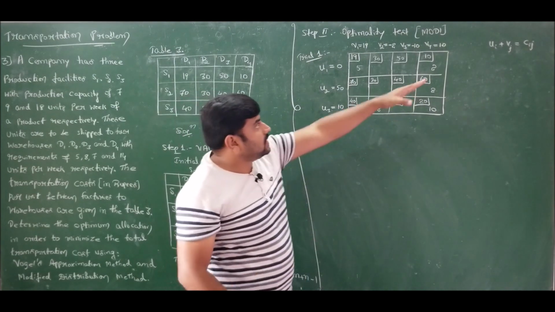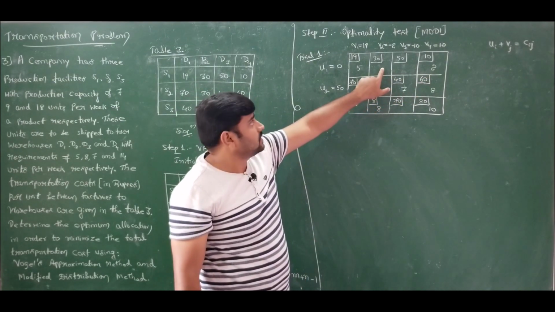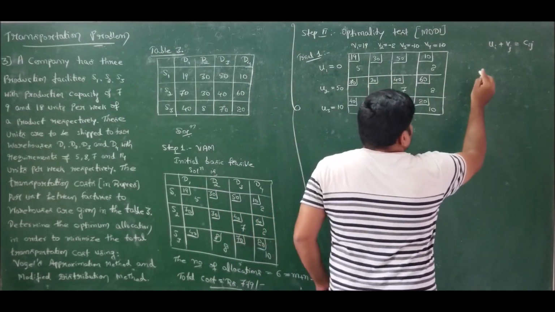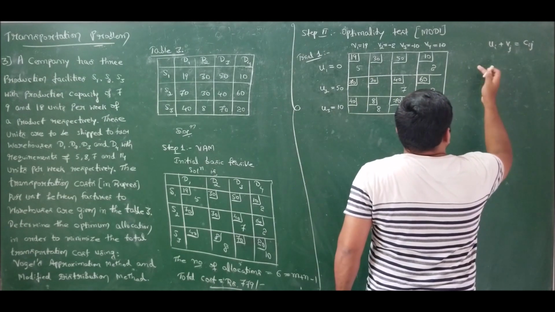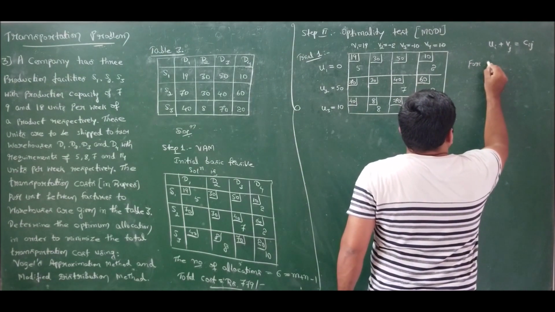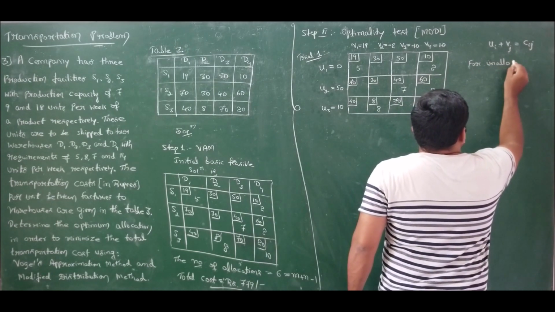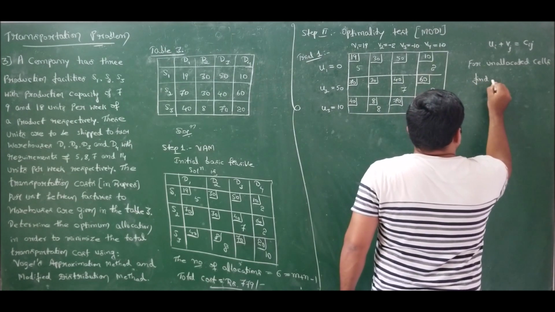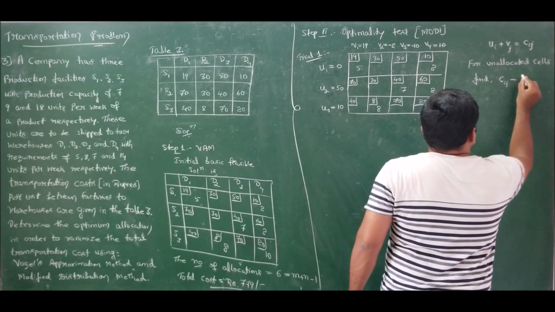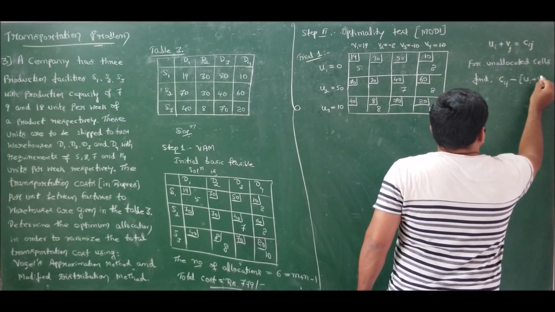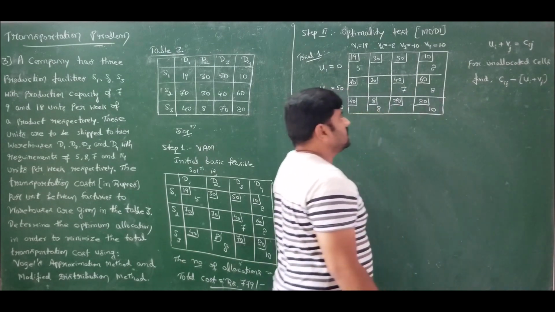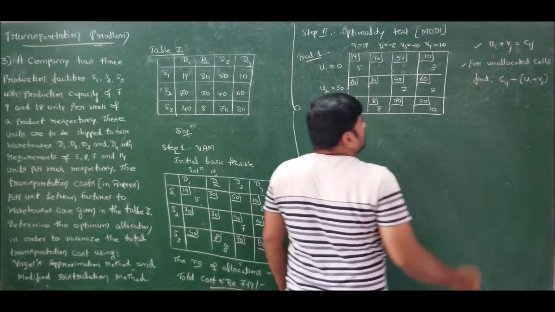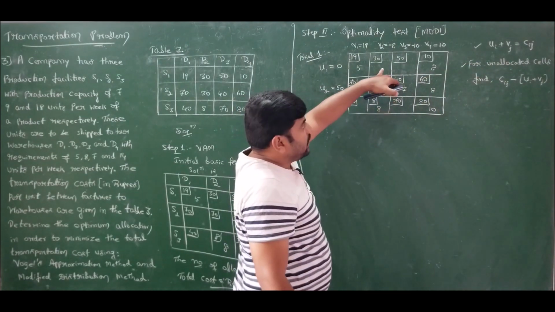Next, using the same logic, find out how much is the difference here. Now we have unallocated cells. Use the formula for unallocated cells: cost minus Ui plus Vj. Using this formula we have found out U's and V's. Now using this formula you fill the unallocated cells.